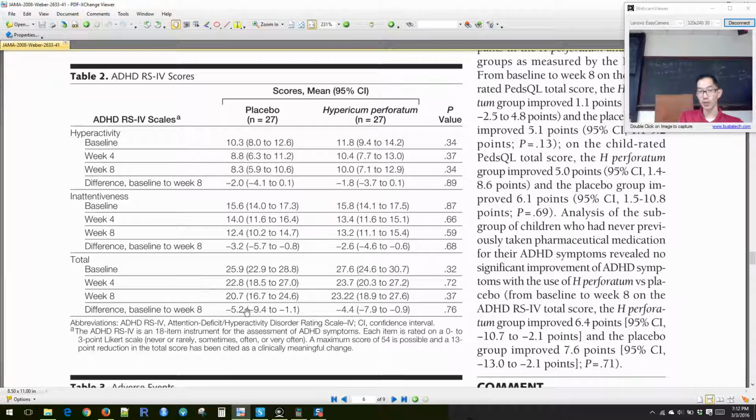We would get, how different is 4.4 from 5.2? Okay, that's a difference of 0.8. Is 0.8 different from 0? And the answer is no. The p-value is ending up very large.